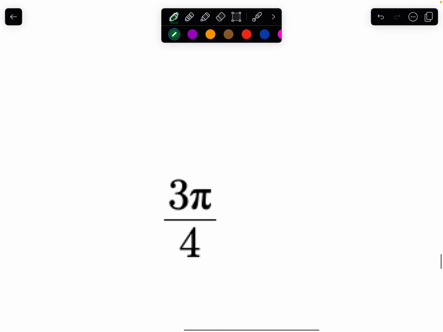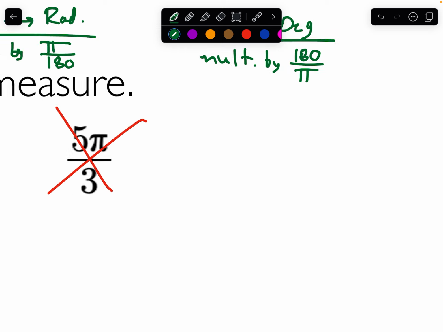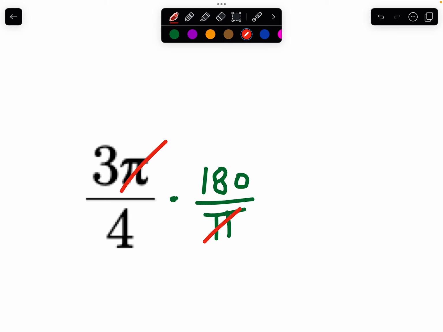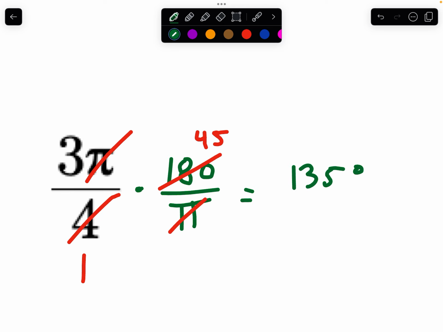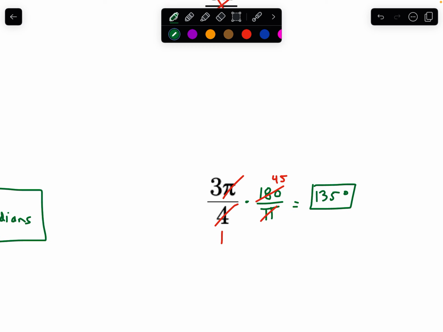Now let's go from radians to degrees. So we are going now in this direction, so we will multiply by 180 over pi. So I'll get that set up. You could multiply straight across and then simplify, or you could simplify now. We've got pi's that will cancel. I know that 180 is divisible by 4. So if I divide by 4, that becomes a 1, and this would become a 45. Now when I multiply straight across, I've got 3 times 45, and on the bottom, 1 times 1. 3 times 45 being 135. So 3 pi over 4 radians is equivalent to 135 degrees.